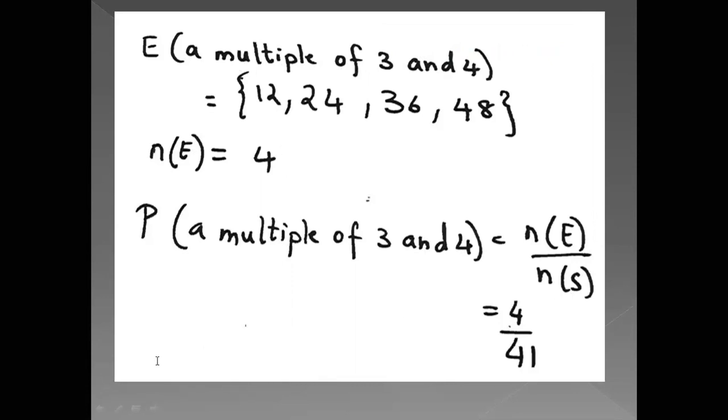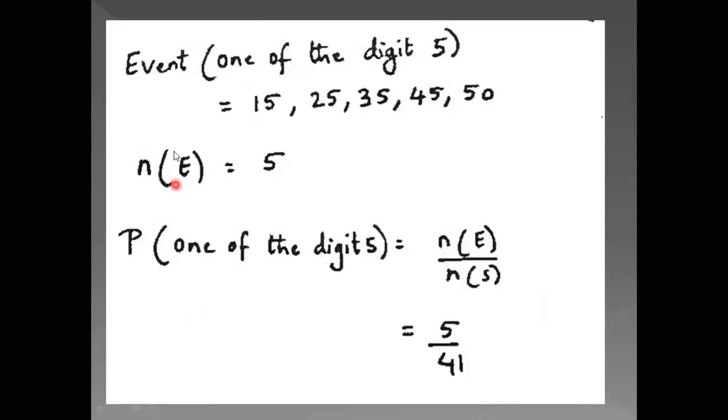Okay, children. Now, after this, we go to the next. Here, you can see the event is one of the digits should be 5. Means when you're writing the 2-digit number, one of the digit, either the units place digit or the tens place digit should be 5. So between 10 to 50, you can see 15, 25, 35, 45 and 50. These are the 2-digit numbers where one of the digit is 5. So number of event is 1, 2, 3, 4, 5. So number of event is 5.